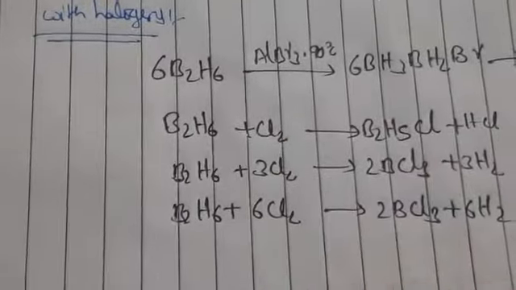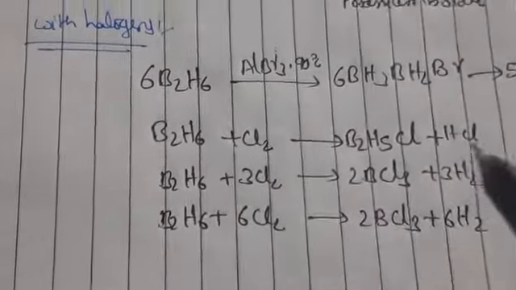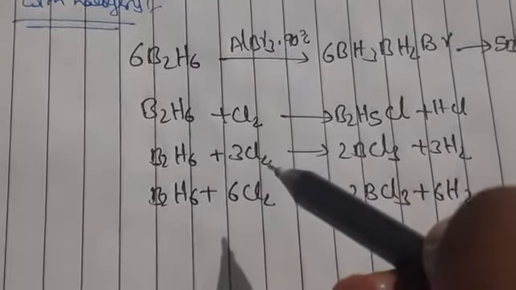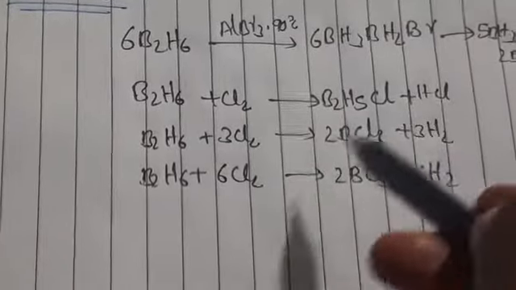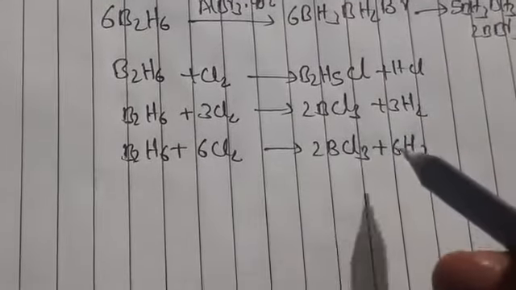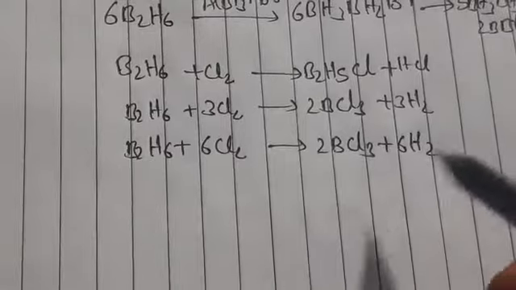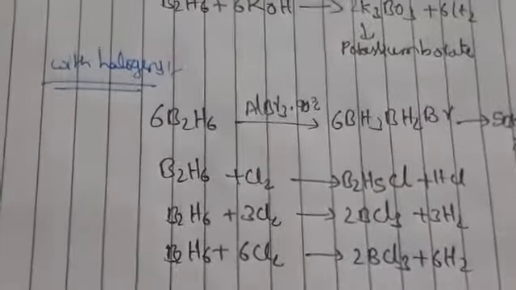So here B2H6 plus Cl2 reacts to give B2H5Cl plus HCl. When you are treating with 3Cl2, it gives 2BCl3 plus 3H2, and with 6Cl2, it gives 2BCl3 plus 6H2. So this is the reaction with halogens.